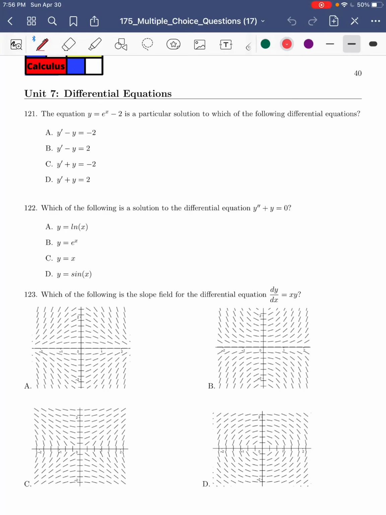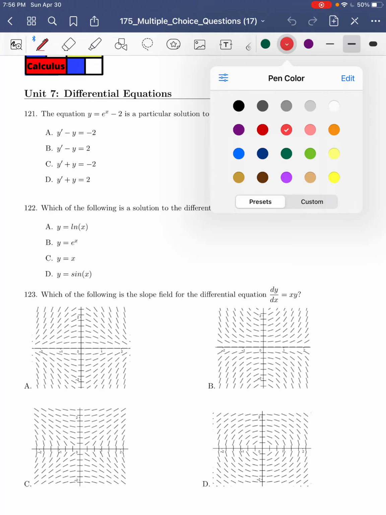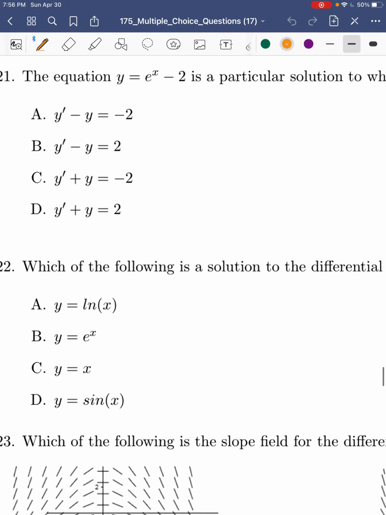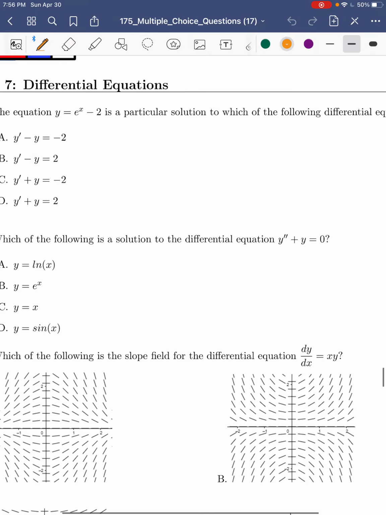All right, we're going to start with Unit 7. For this first one, it wants to know which one of these could be the particular solution, y equals e to the x minus 2. So if you look here, notice how we have y prime and y. So I'm just going to make note of those.